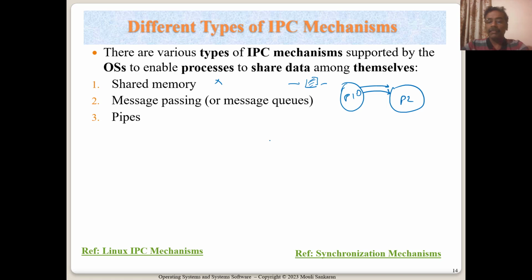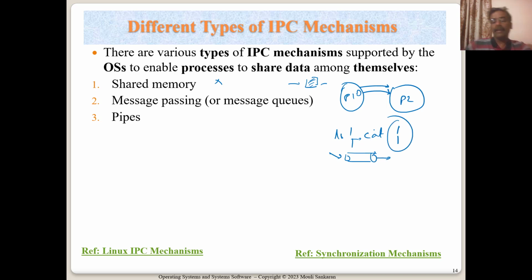Pipes. Pipes is one way of doing it; you would have seen it in Linux commands. I say cat, then I pass a pipe, and then maybe I do an ls, then I pass this to this, and it can go across, right? This is like a stream where data is put on one end of the pipe and it appears on the other end of the pipe.